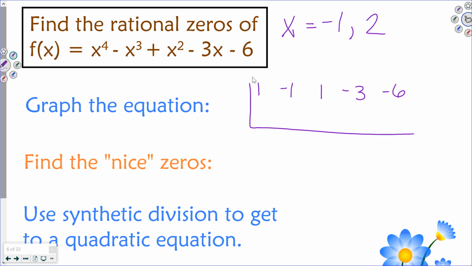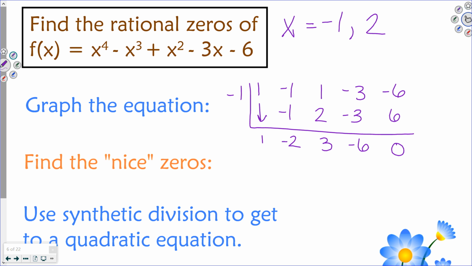Now, it does not matter which one you do synthetic division with first. Doesn't matter. The first one I have written down is -1, so that's going to be the first one I use. And again, that's x equals -1, so I don't have to switch the sign. Okay, so let's do synthetic with a -1. Drop down the 1. Multiply. Add. Multiply. Add. Multiply. Add. Multiply.